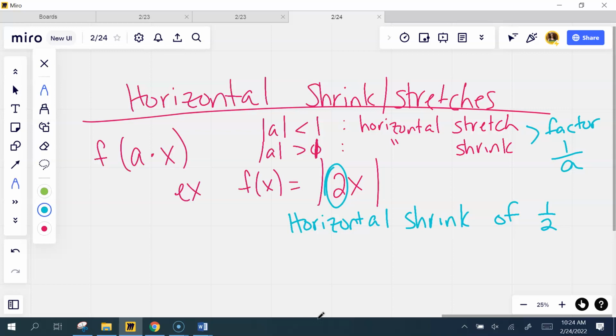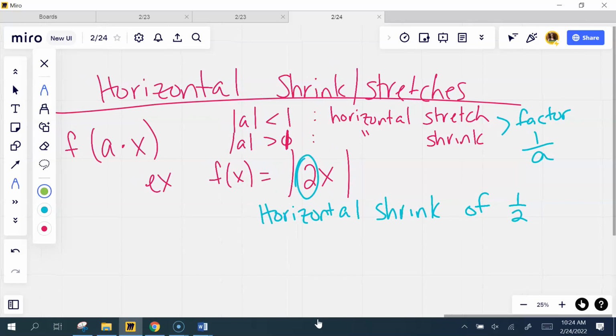Now, this one says, take your points and they become (x over a, y). So this time I'm dividing instead of multiplying. This is where they get a little bit harder. So let's see if we can graph this absolute value of 2x and if it looks like a horizontal shrink like we said. So if it's a horizontal shrink, should my graph get skinnier or wider? Skinnier, that's right. If I squeeze in those horizontally, it should get skinnier. So let's see if that happens.